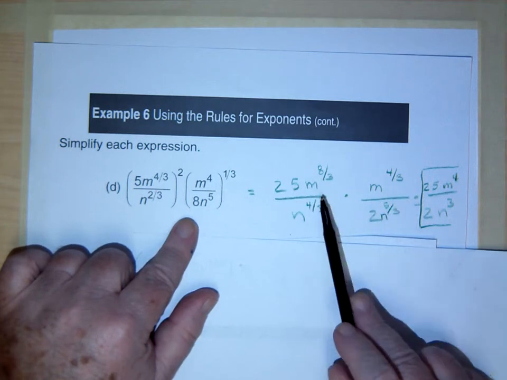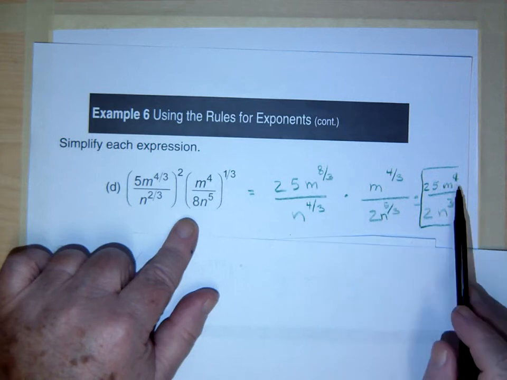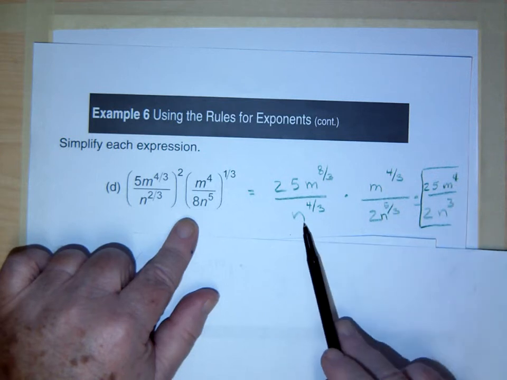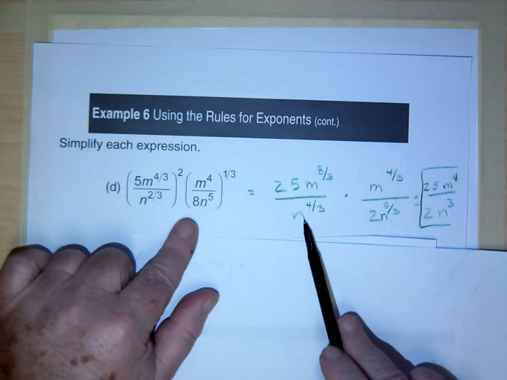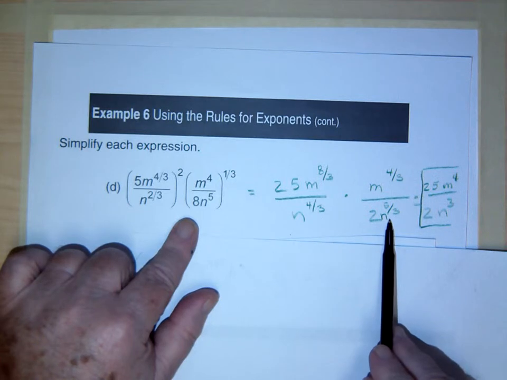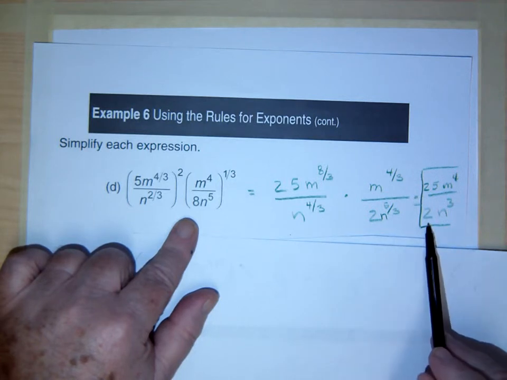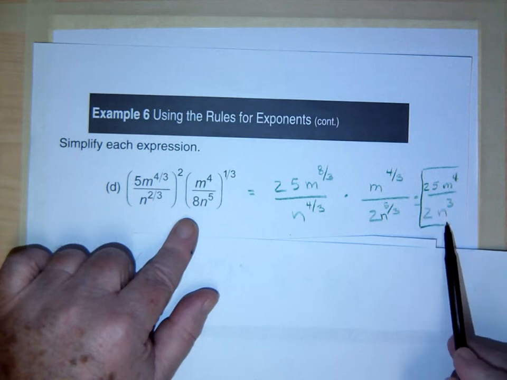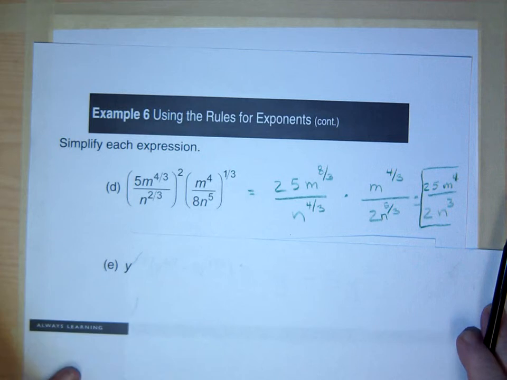I add exponents. That's going to be 12 over 3, which is also 4. And down here I'm going to be adding these exponents. That is going to be n to the 9 over 3. So at the end of the day, I get 25m to the 4th over 2n cubed.